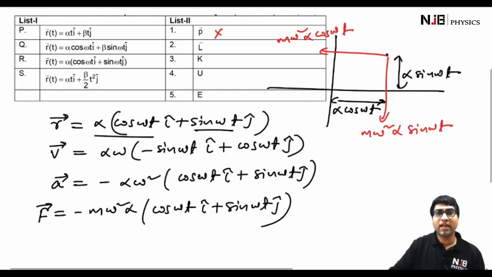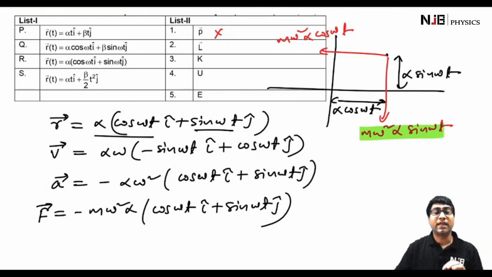Now you can see that because of this force m omega square alpha sine omega t, it is going to have a clockwise torque, and the clockwise torque will be the multiplication of these two quantities. And because of this force m omega square alpha cos omega t, there will be anti-clockwise torque, and its magnitude is going to be the multiplication of these two quantities.